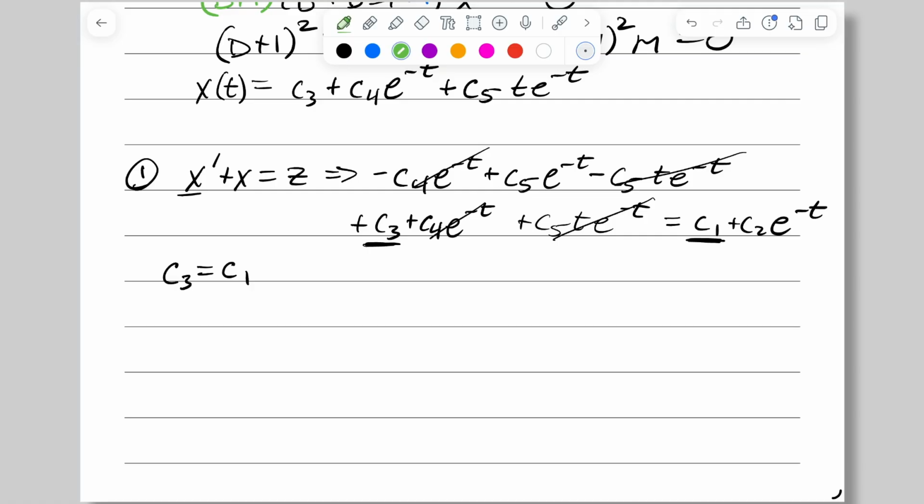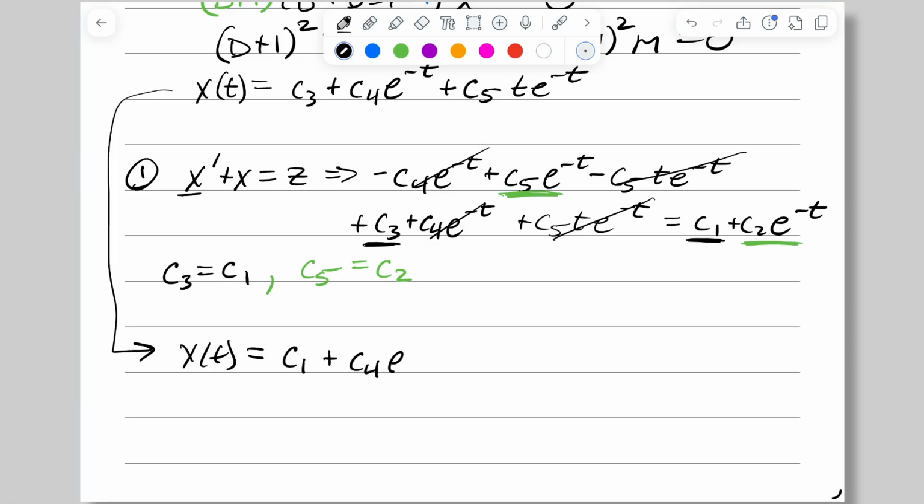We also have a c5 e to the -t on the left-hand side and a c2 e to the -t on the right-hand side. And so c5 we know is c2. Rewriting x, we now have that x of t in terms of our new constants is c1 plus c4 e to the -t plus c2 t e to the -t. How many constants are we expecting overall? Well, we had c1 and c2 for z, and here we have c1 and c2 and c4, so that's a total of 3 constants.